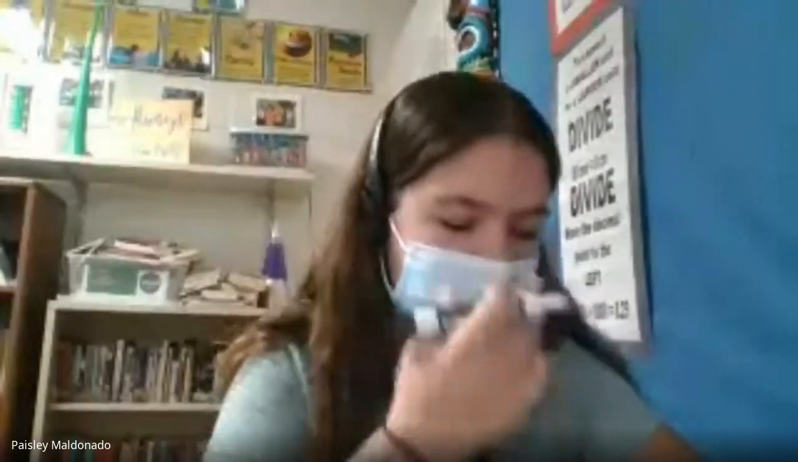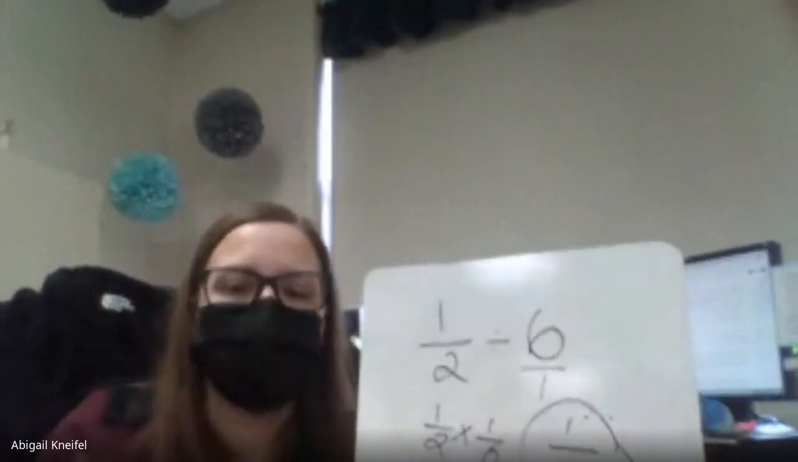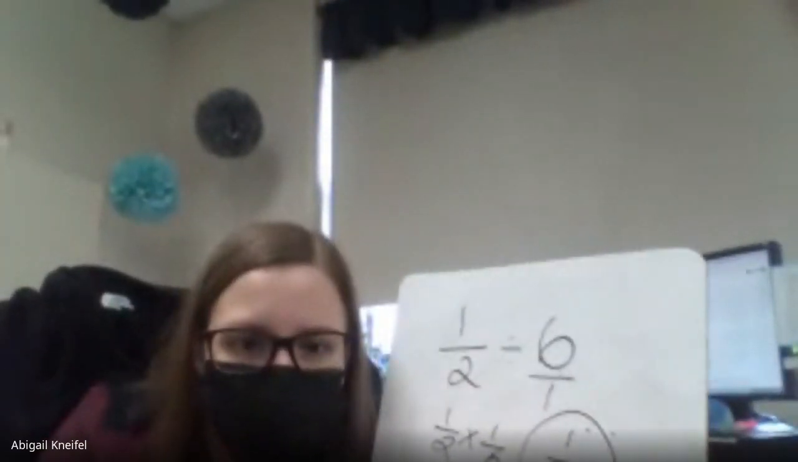So 6 times 2 is 12. And then you're going to multiply the numerators, and that's 1. That's your answer. Good job, Paisley. 1/12. Show me your boards, friends. Did we get 1/12? Looks like I'm seeing the right answer so far.